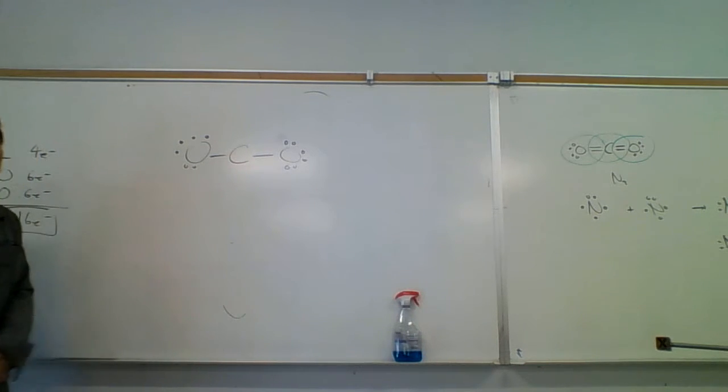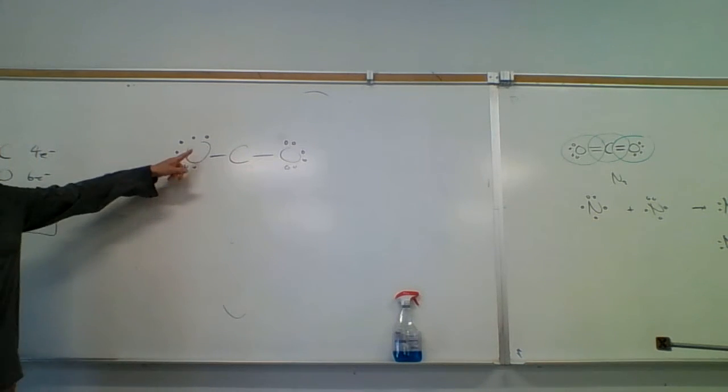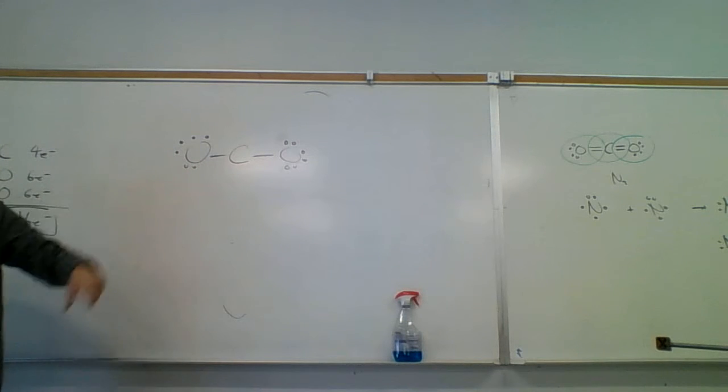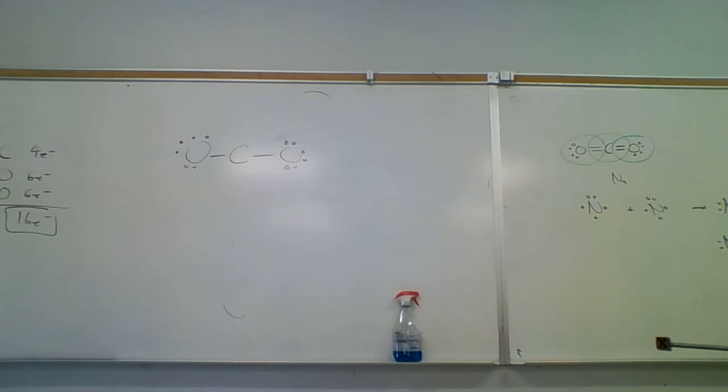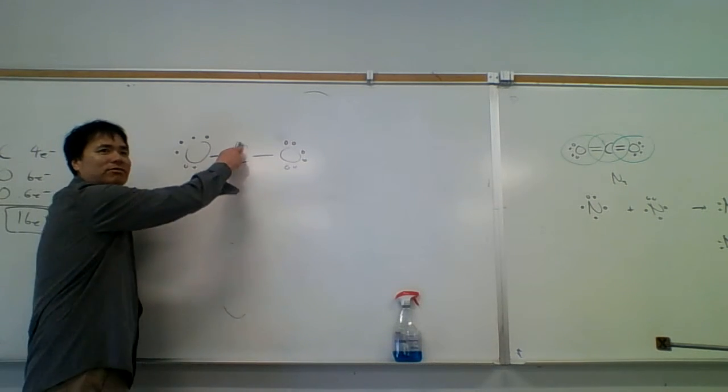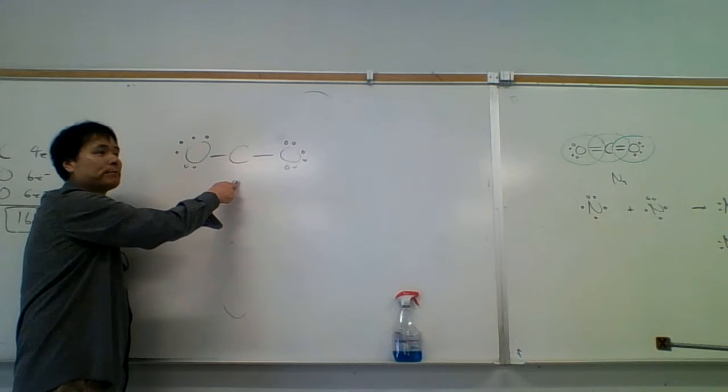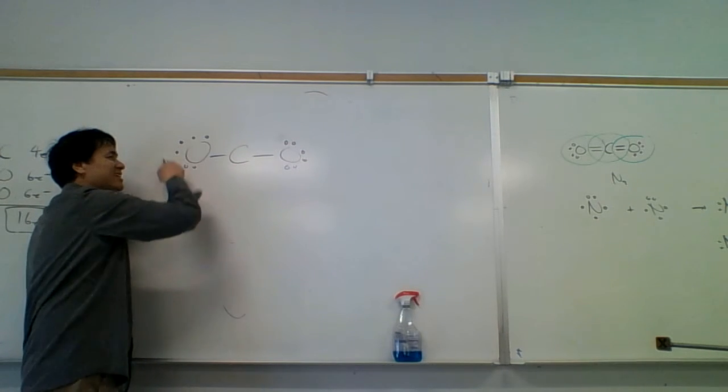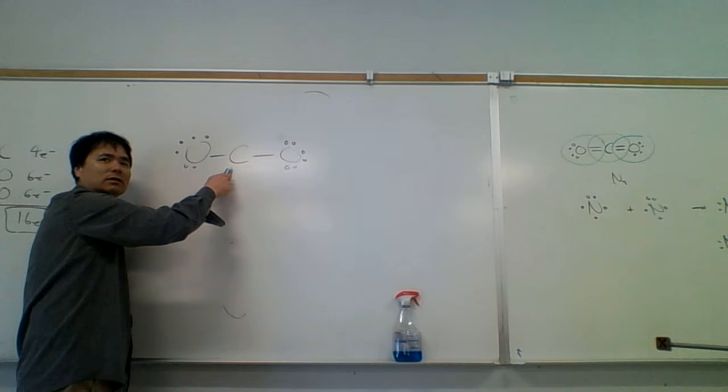But are there any electrons left over? So let's count them. How many electrons have I used up? I've used up 16 electrons. How many electrons do I have? 16. I have no electrons left over. So unfortunately, carbon does not get fed here. So oxygen has an octet. Oxygen has an octet. Does carbon have an octet? No.